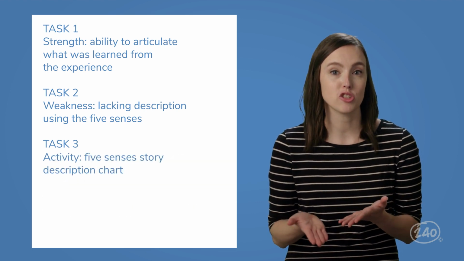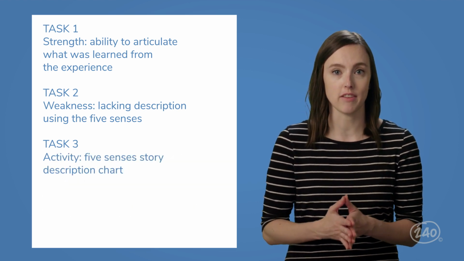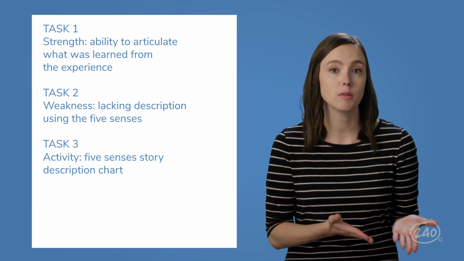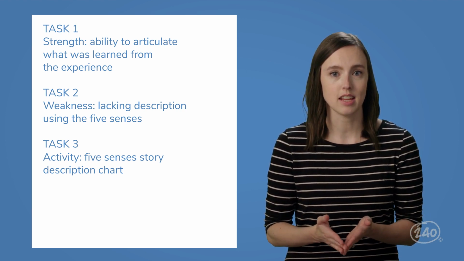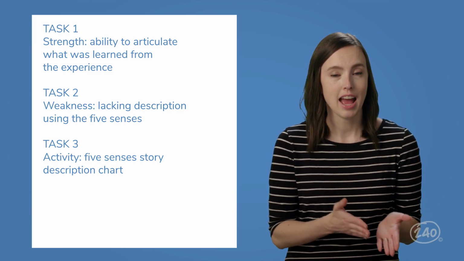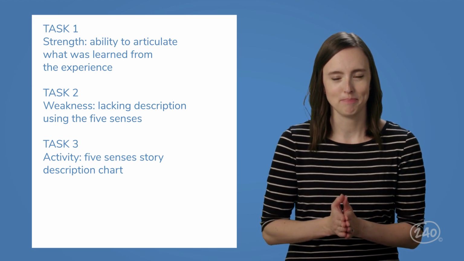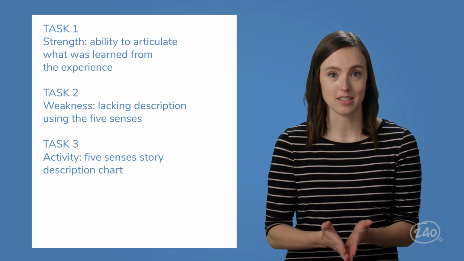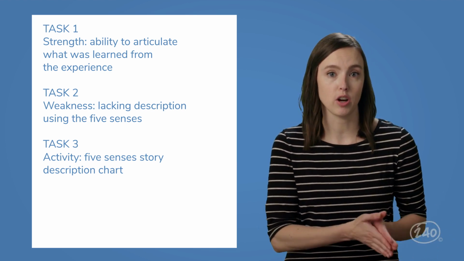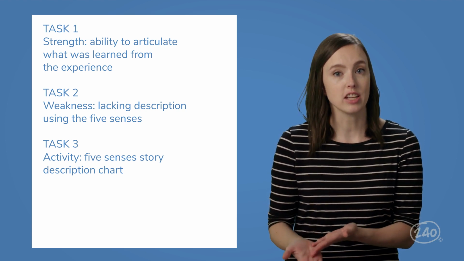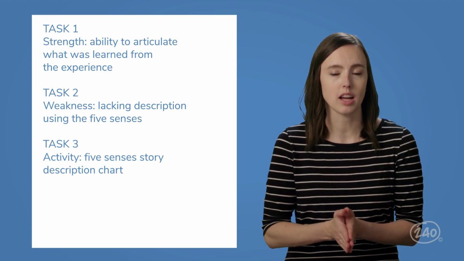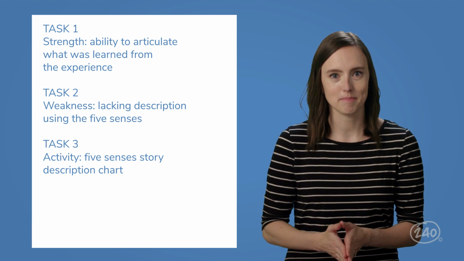I'm going to suggest a story description activity based on the 5 senses. It could be a 3-column chart that lists the 5 senses and has students write what they observed, as well as list some adjectives. Now, after you've planned your answers to these tasks, you would write them out in paragraph form, making sure to include evidence and quotations from the student's work to support the strength and weakness.